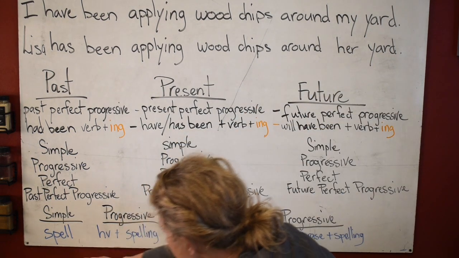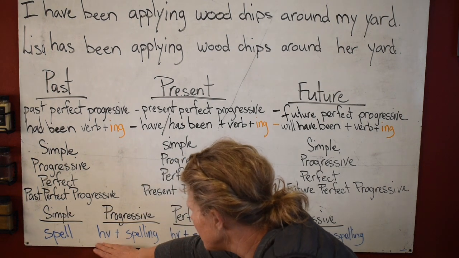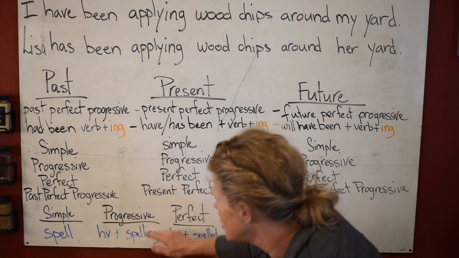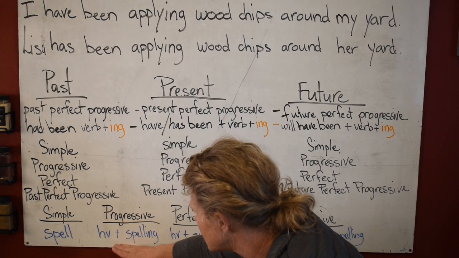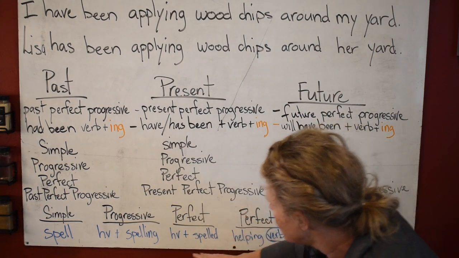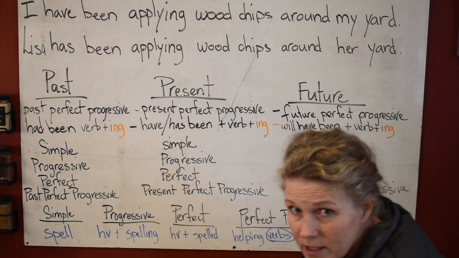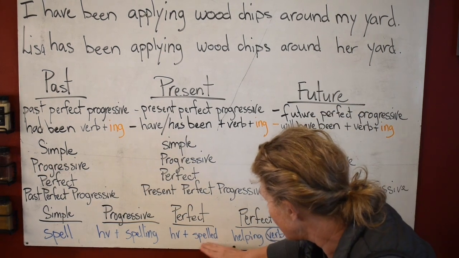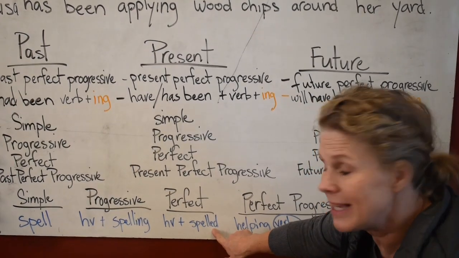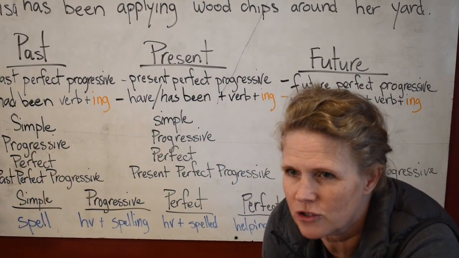And as you're adding your helping verbs plus your INGs, it's going to put you in the progressive tense. When you want to be the perfect, you're going to use the correct auxiliary verbs, and then you're going to use the ED. Now, this is so interesting, you guys.